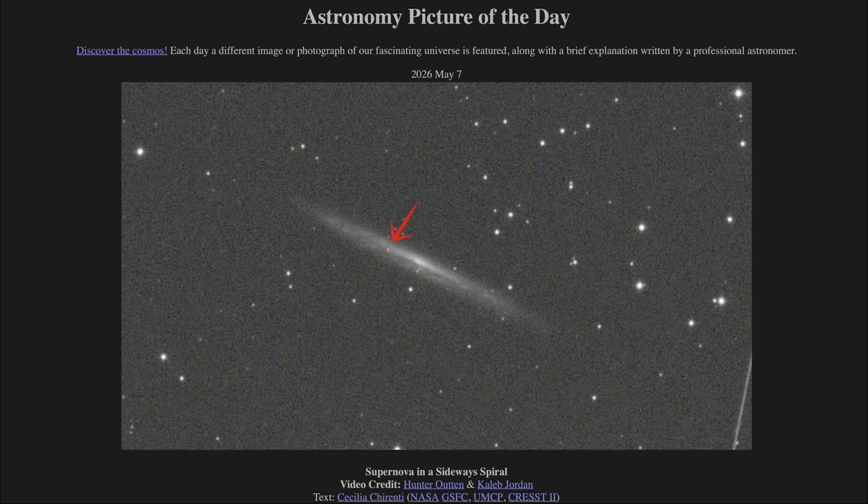So that was our picture of the day, titled Supernova in a Sideways Spiral.